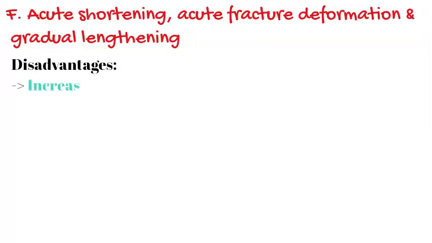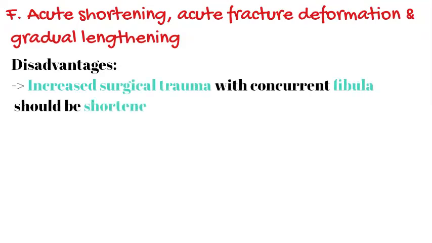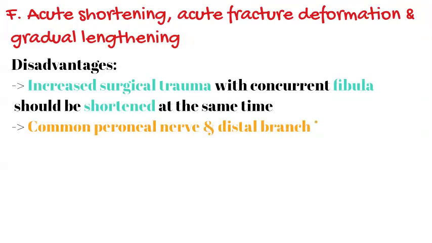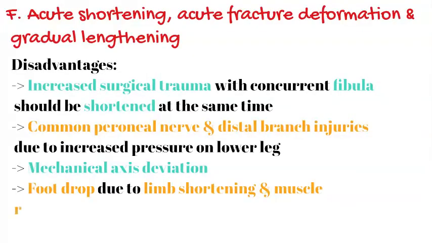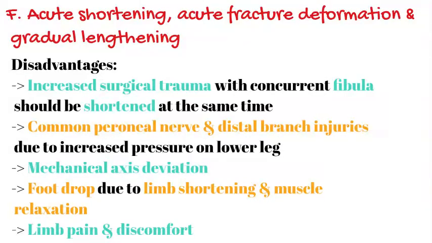The disadvantages are: increased surgical trauma with concurrent fibula that should be shortened at the same time. Common peroneal nerve and distal branch injuries due to increased pressure on the lower leg, mechanical axis deviation, foot drop due to limb shortening and muscle relaxation, limb pain and discomfort.